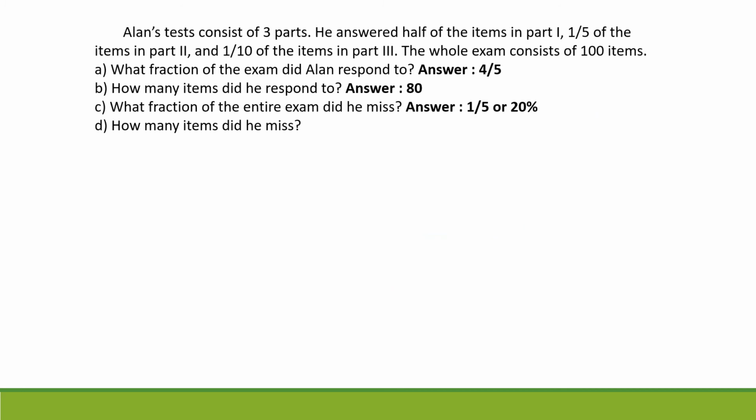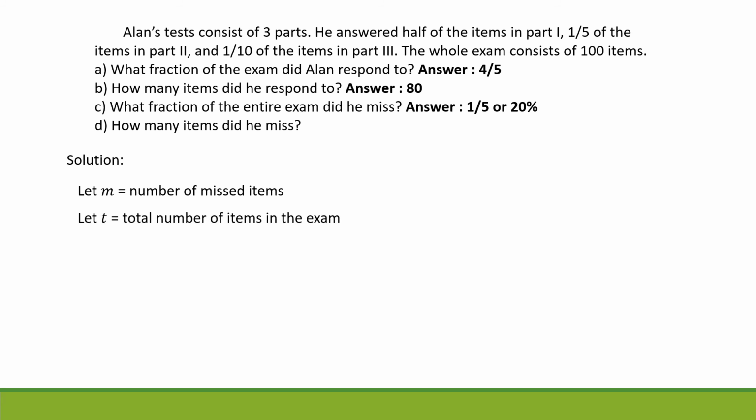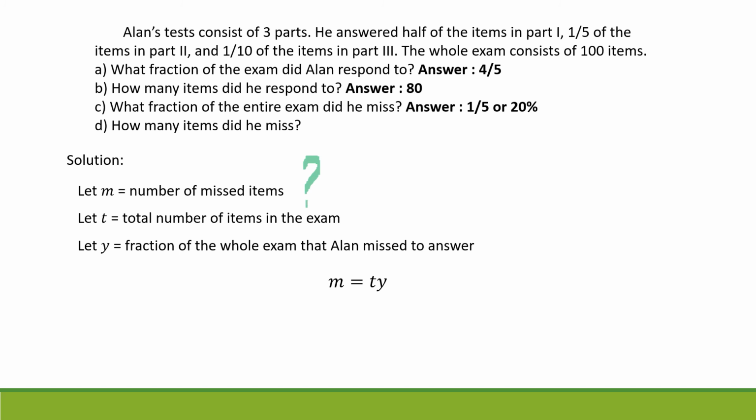Letter D, how many items did he miss? Sa ating solution, let M be the number of missed items, and T the total number of items in the exam, Y as a fraction of the whole exam that Alan missed to answer. Ang formula natin ay M is equal to T times Y. Yung M natin is unknown, ang siyang ating hinahanap. Total number of items in the exam, mayroon tayong 100. Fraction of the whole exam na na-miss ni Alan, mayroon tayong 1/5 or 20%.